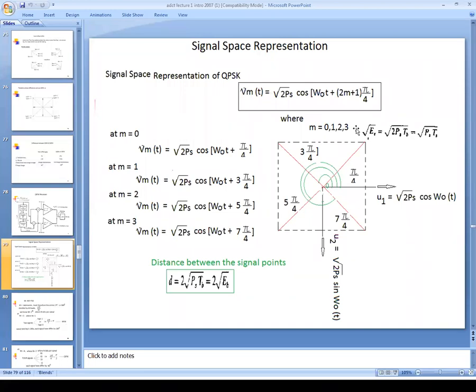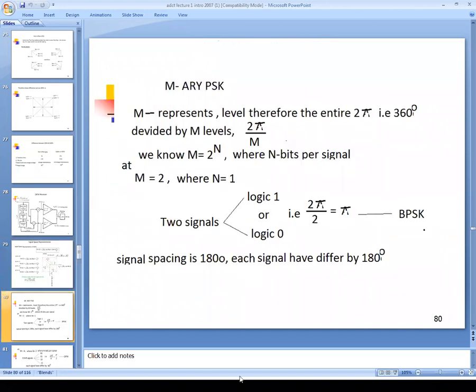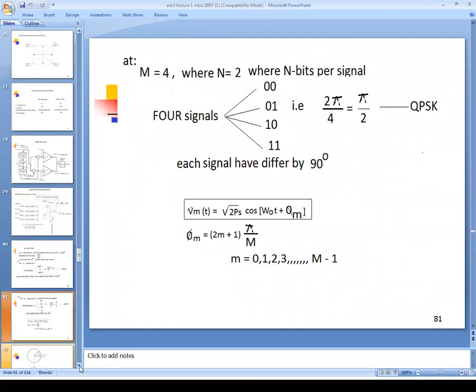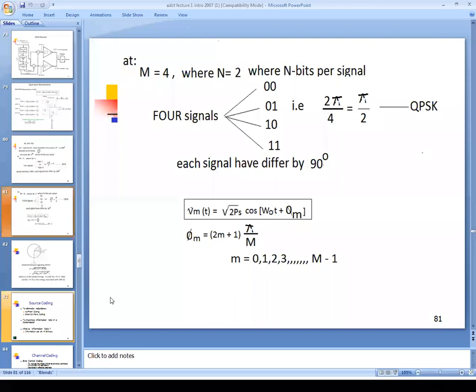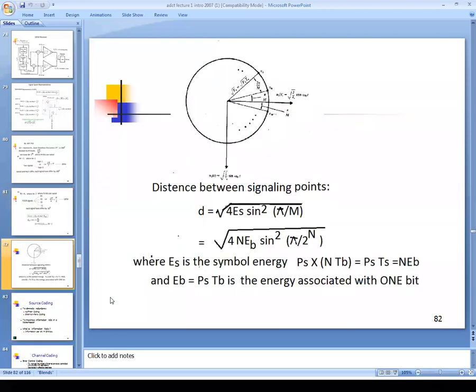Likewise, you can take any value depending upon capital M. If capital M is equal to 16, there are 16 signals, and you consider small m values up to 15, that is M minus 1. So that is the M-ary PSK. Now this is the M-ary PSK signaling points representation.